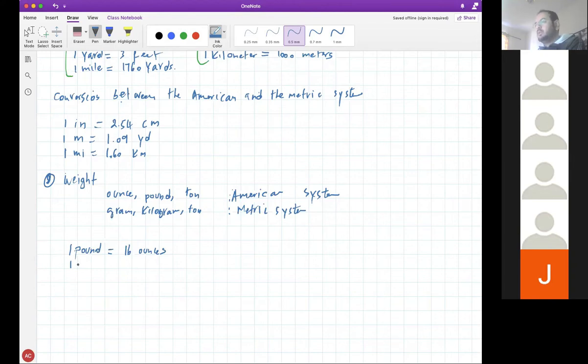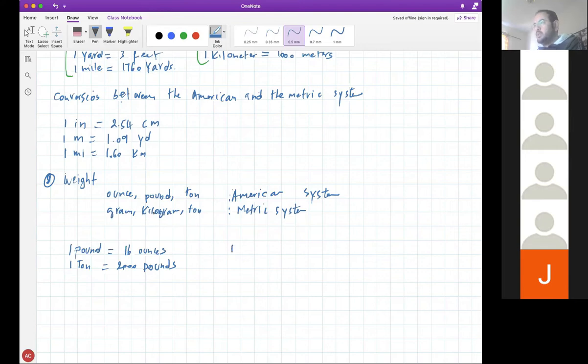Let's say 1 ton is 2,000 pounds. And that's basically it. You can also convert from ounces to tons if you want to. First, you take the ounces, turn them into pounds, then take the pounds, turn them into tons, or vice versa. So that's the relationship between these three. One links you to the other. Now let's go to grams and kilograms.